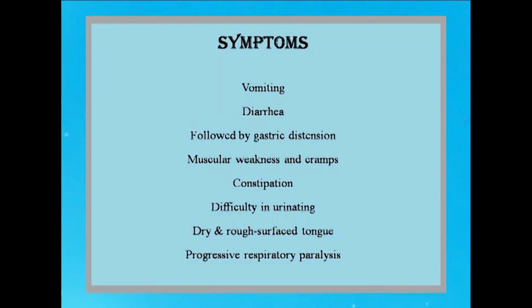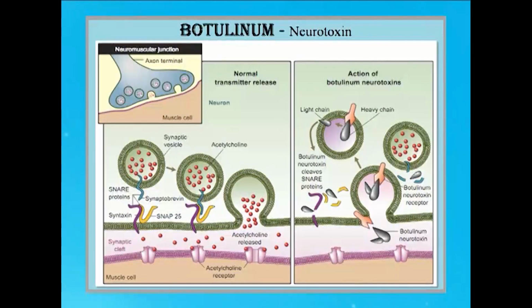The symptoms commonly encountered in this type of food poisoning are vomiting, diarrhea, gastric distension, muscular weakness, cramps, constipation, difficulty in urination, dry and rough surface tongue. Along with it, we have a very prominent symptom which is progressive respiratory paralysis. Now, why suddenly does the paralysis take place along with the food poisoning? This happens because botulinum, along with the enterotoxin, is also a neurotoxin which affects the nerve cells.